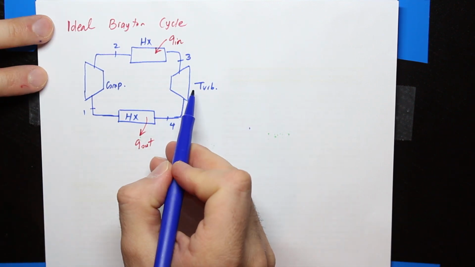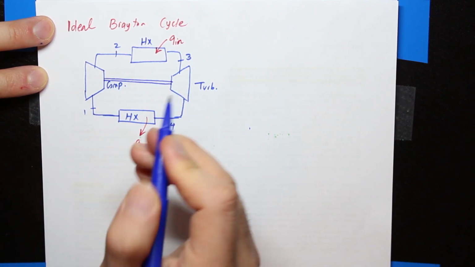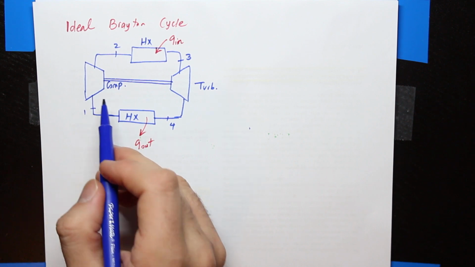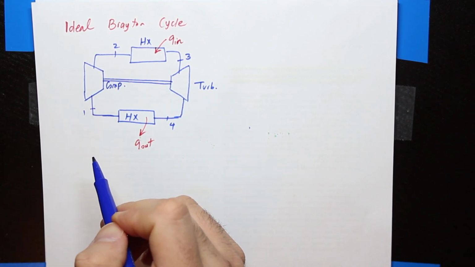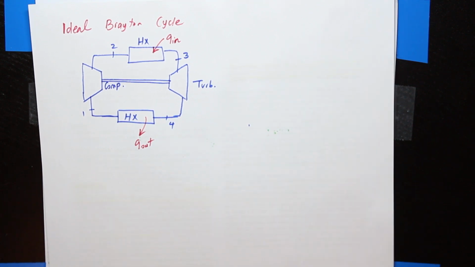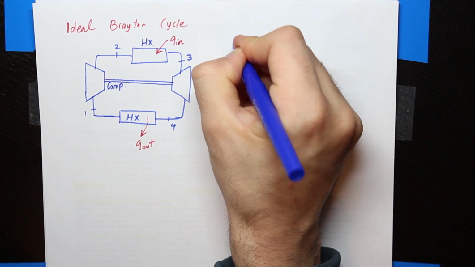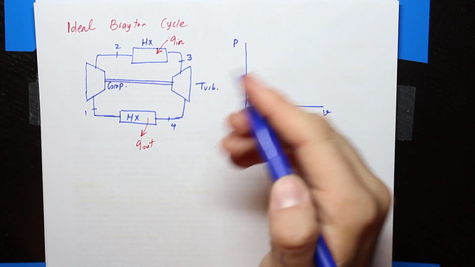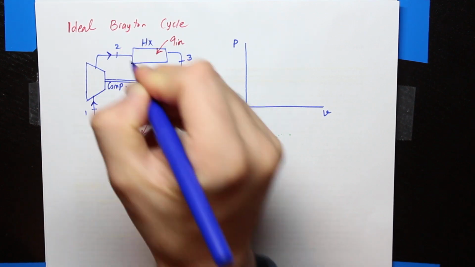So heat rejection in the cycle occurs here. And by the way, the turbine and the compressor are connected to each other with a shaft because the compressor needs some work input to be able to operate. Okay, so the PV diagram of this cycle looks like this: pressure, volume. From 1 to 2, obviously, this is the direction of the cycle, by the way.